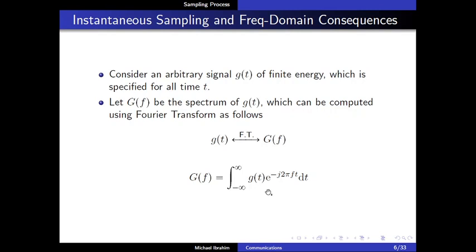So we have a general signal g(t) and its spectrum G(f), and we will see how sampling g(t) in the time domain will affect the spectrum. So we're talking about the frequency domain consequences of the sampling process. This basically will open up some topics, such as what is the appropriate sampling frequency, how to reconstruct the original signal from this sampled version, and so on.